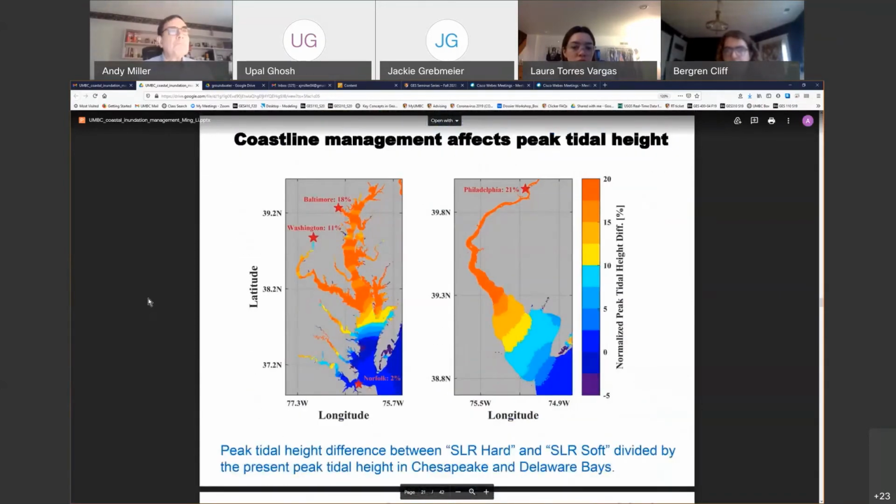So this can amount to quite a big difference between soft shoreline and hard shoreline. It can be about 18% difference in peak water level in Baltimore. In Washington, D.C., 11%. In Philadelphia, it can be 21% of the entire height. So it's not a small difference. How we manage coastline can mean a big difference in terms of peak tidal height or tidal flooding in the future. So that's something we need to consider when we manage for flooding in the future climate. Next slide, please.